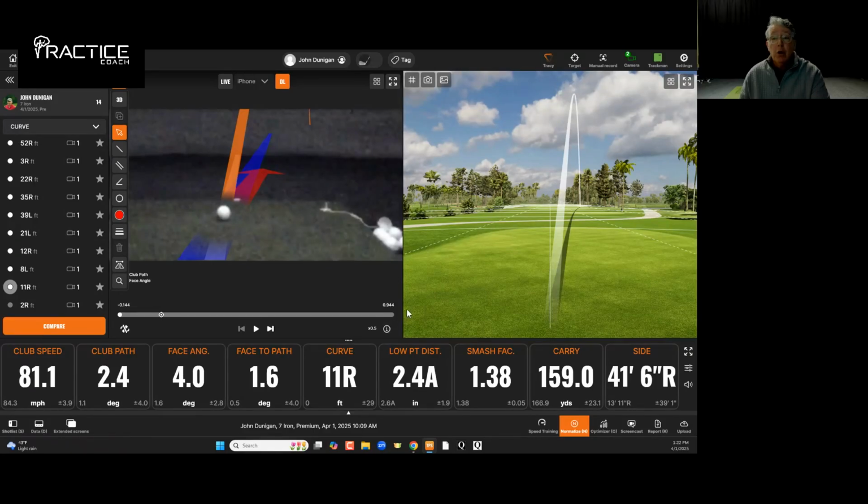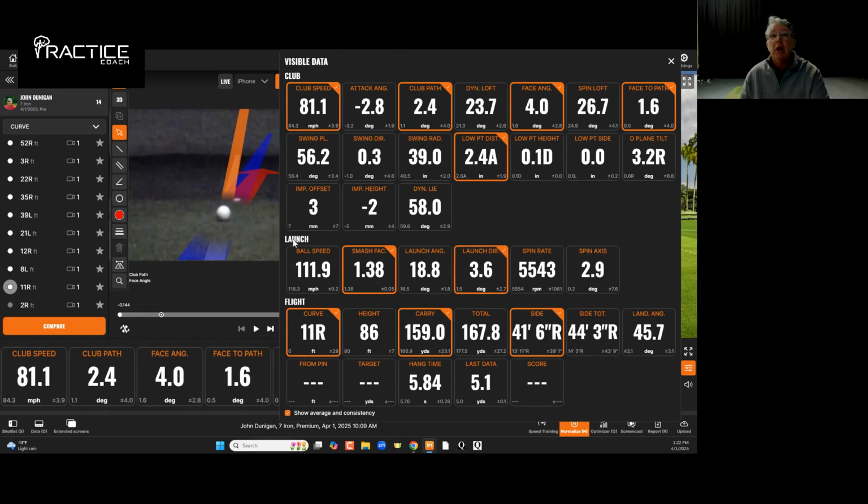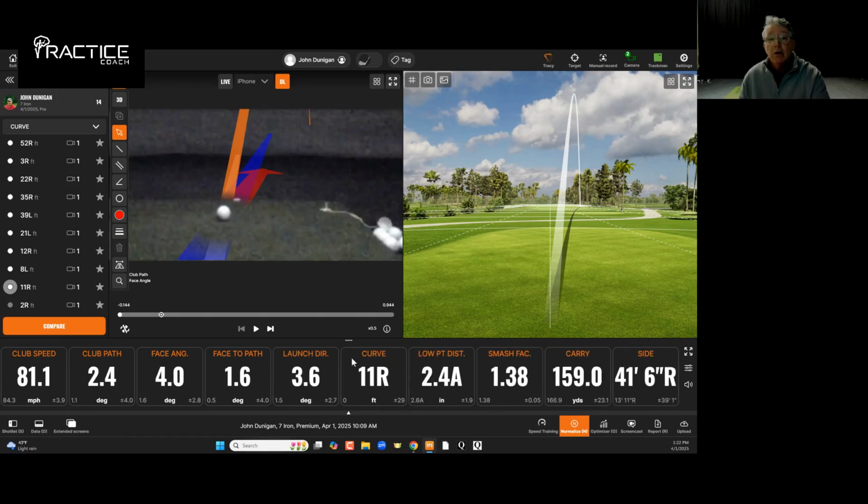The ball also took off to the right, and that is a new number for us called launch direction. Now, this is going to be very interesting. This launch direction is closer, it's in between the face and the path, with a little bit of room there for off-center hits to influence the launch direction. So I probably hit this one slightly off the toe, folks.